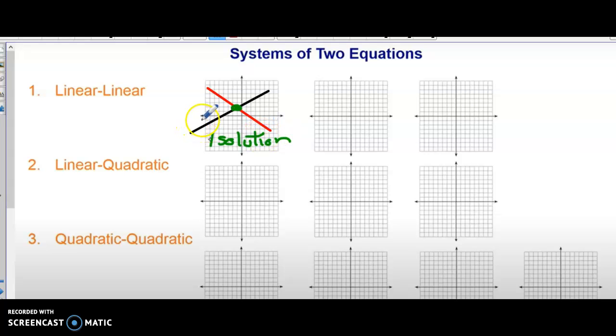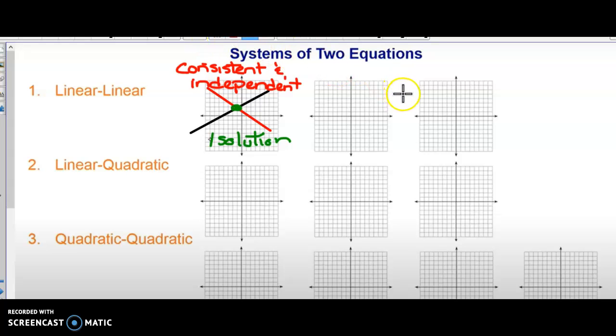And when they have one solution, they are said to be consistent and independent. Okay, so consistent and independent.